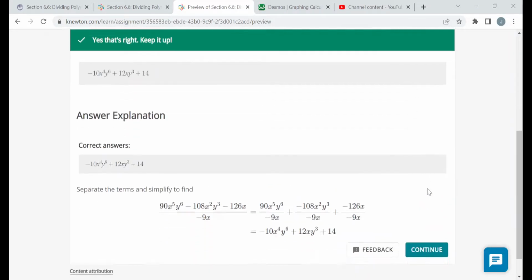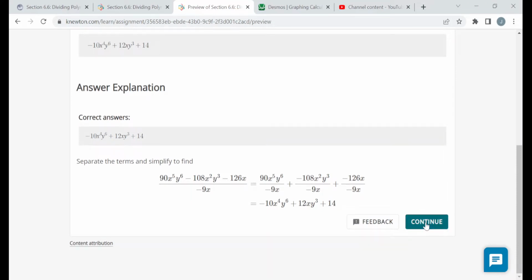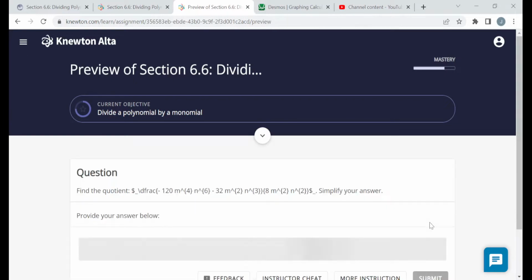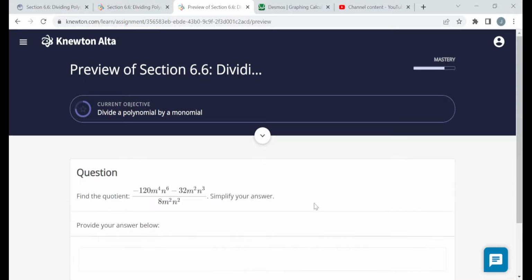Great. Alright, and based on my progress, I should have just one more of these. It's usually 4 questions or so per objective.